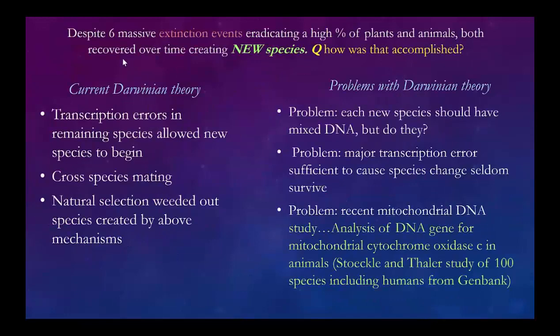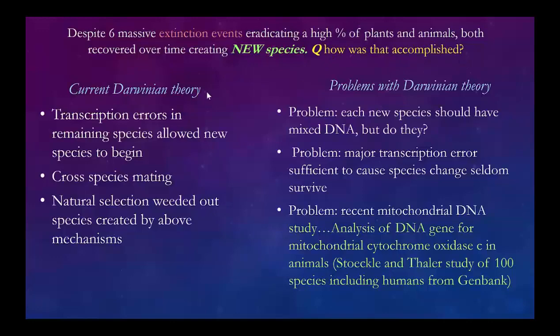On the prior slide, we just looked at the locations of the six massive extinction events, which created all the divisions between the eras. And in these extinction events, there was obliteration of a high percentage of the plants and animals. But there's a remnant, and over time they created all new species. So all species would come back each time and then be eradicated, and so on and so forth. The question is, how was that accomplished?